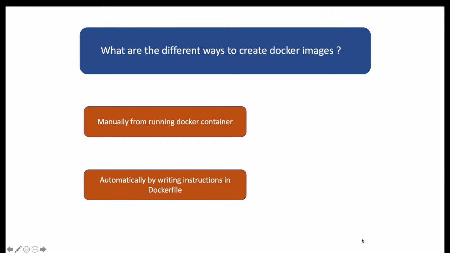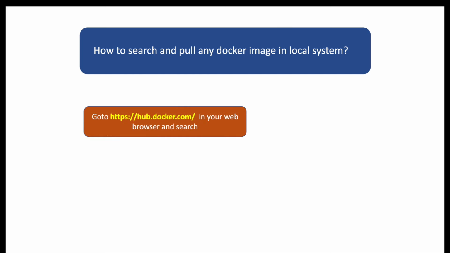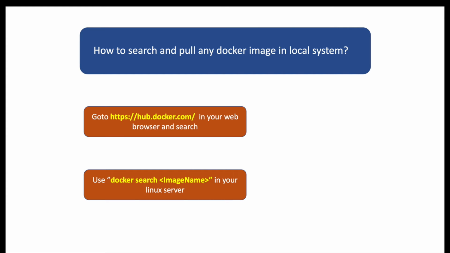So now after knowing different ways to create a Docker image, our next question is how to search and pull any Docker image in your local system. Here also we have two ways to do this. First way is you can go to the Docker registry at hub.docker.com and you can search for the image. Second way is for those who like the Linux command line. You can go to your Linux command line and write the command docker search and the image name. Let's do it in practical.